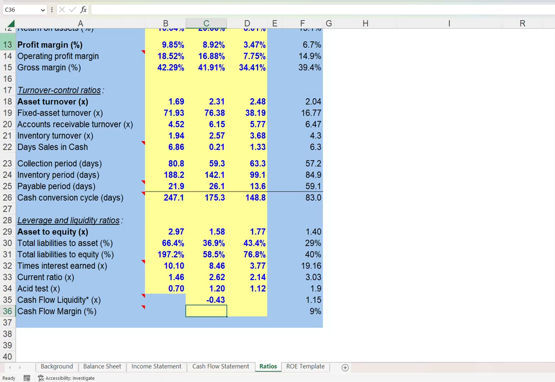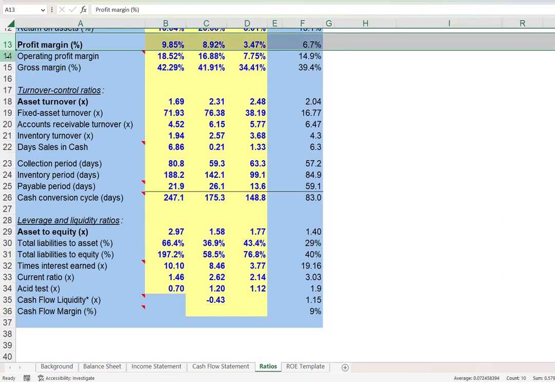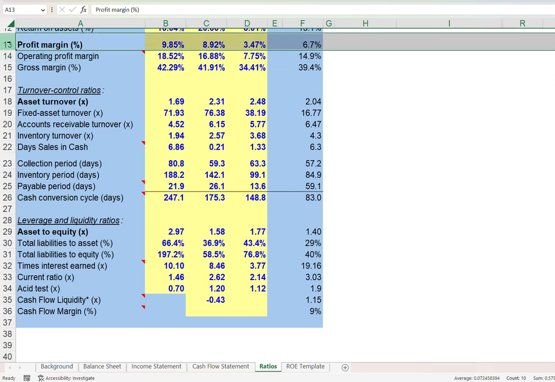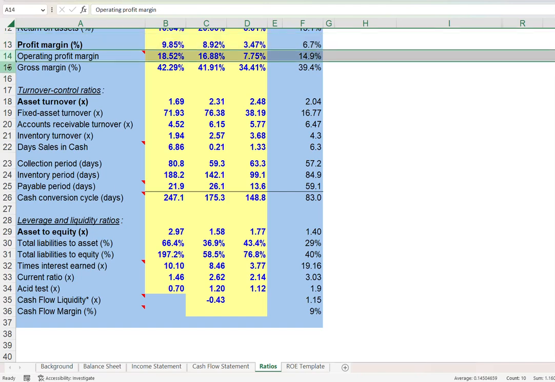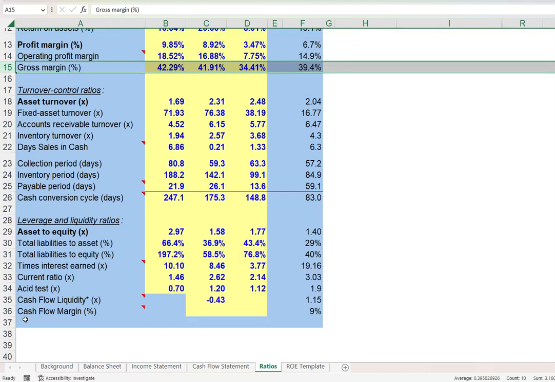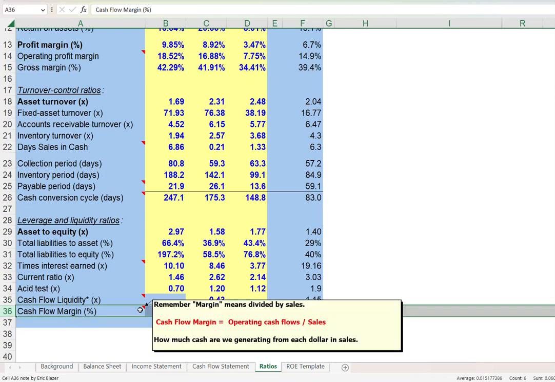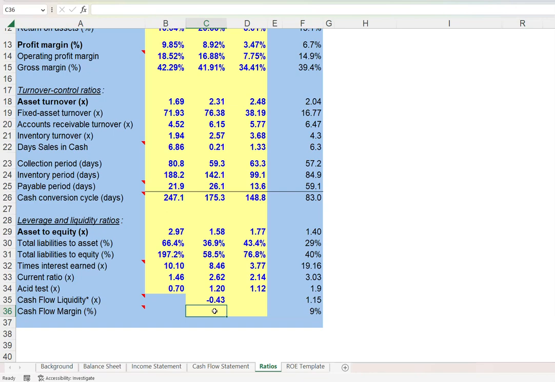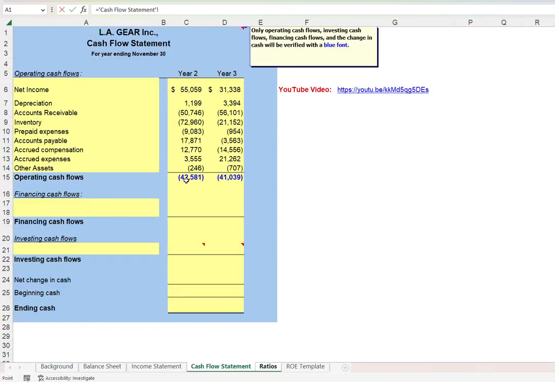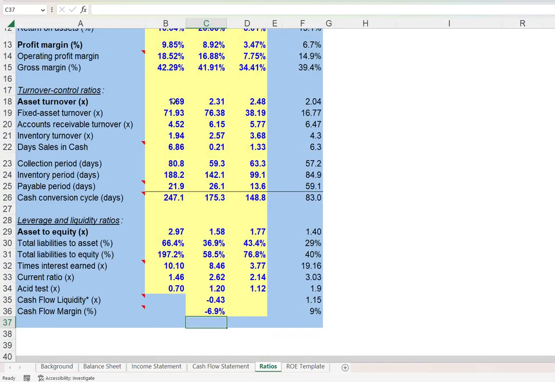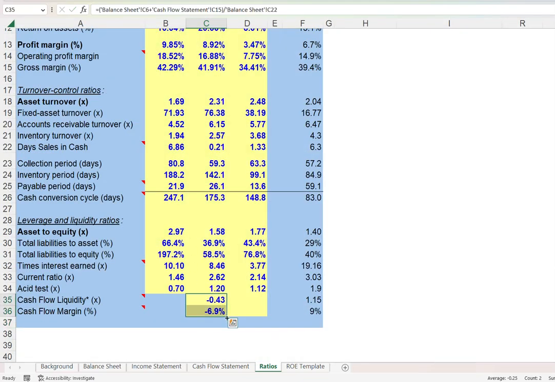Let's calculate our cash flow margin. Again, margin was up here, net income divided by sales. Sales margin means just something divided by sales. So this is net profit divided by sales, operating profit divided by sales, gross profit divided by sales. So our cash flow margin is going to be our operating cash flows divided by sales. Okay, how much cash do we generate from every dollar in sales? So equals, let's go to our cash flow statement, negative 42,000, divided by year two sales. And let's copy that across.